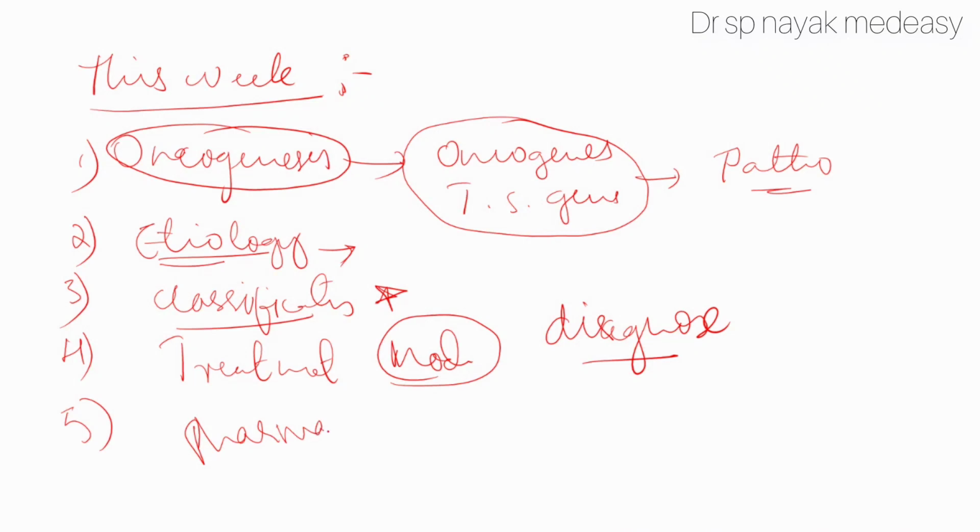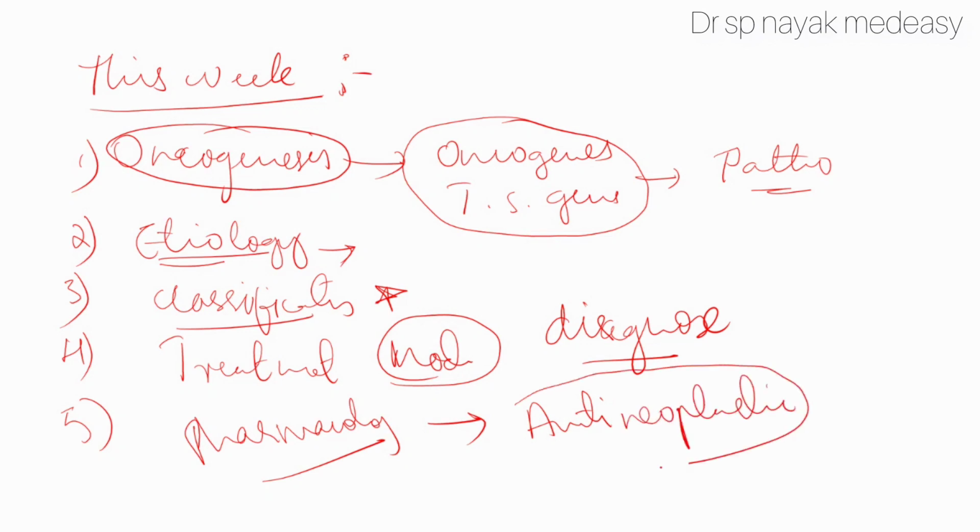Very, very important. In pharmacology, we will discuss all antineoplastic drugs. All these antineoplastic drugs, their pharmacology, starting from the drug name, classification, their mechanism of action, their adverse effects, their drug interactions, all the things.